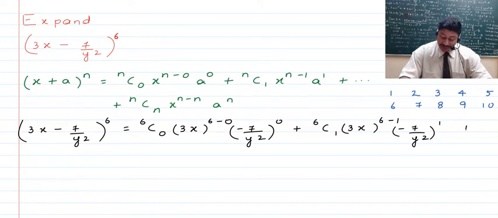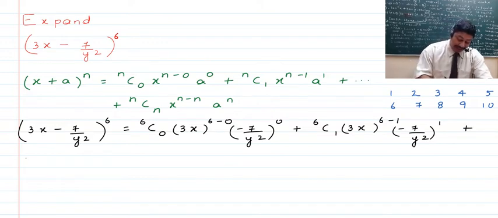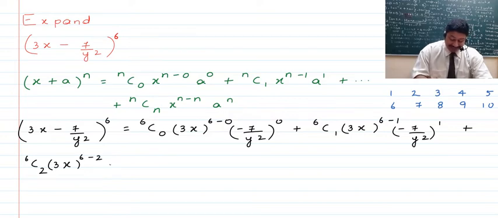suffix, that is 1, and to that, children, we're going to now add 6c2 3x, that is the first term raised to the power the difference of the numbers in the superfix and the suffix, that is 6 minus 2, and the second term which is minus 7 upon y square raised to the power the number which is then the suffix, that is 2.